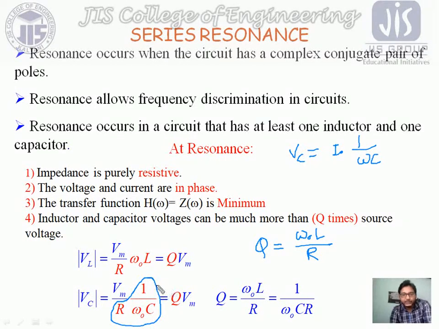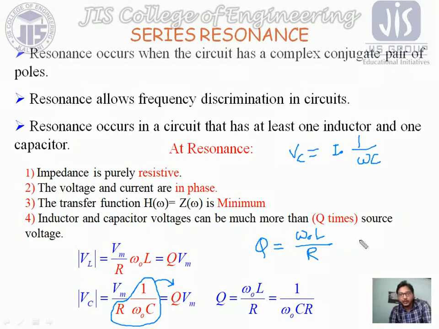So this factor is called again the quality factor for the capacitor also. So we can write that the quality factor Q is equal to omega 0 L by R, or Q is equal to 1 by omega 0 CR.